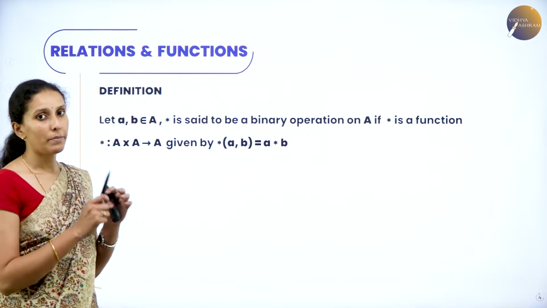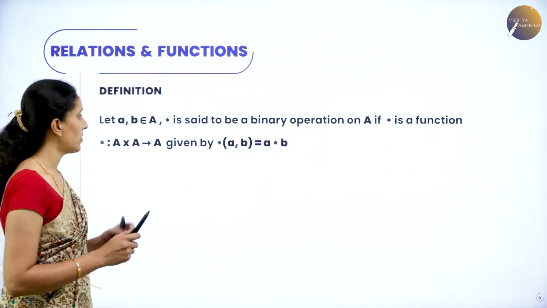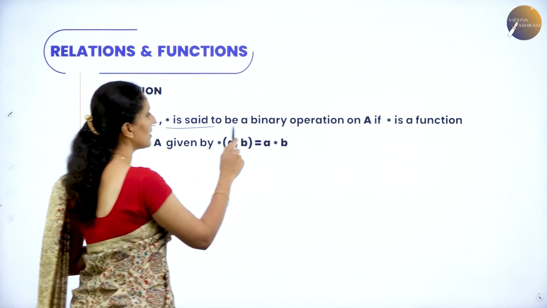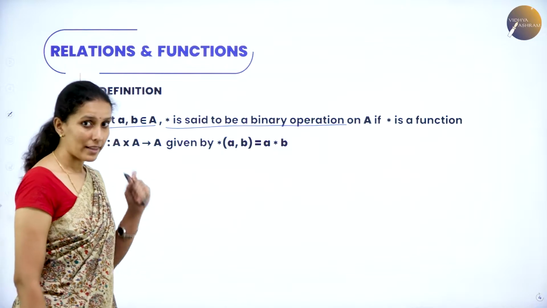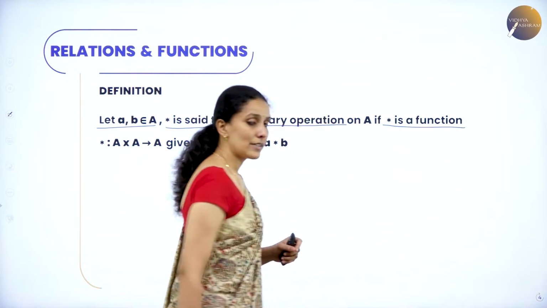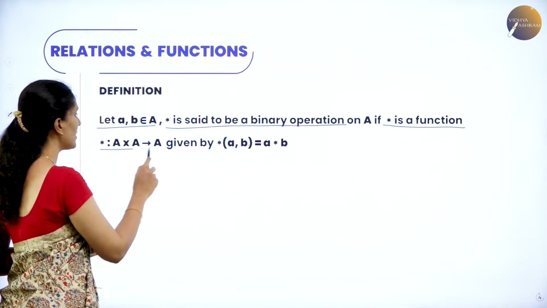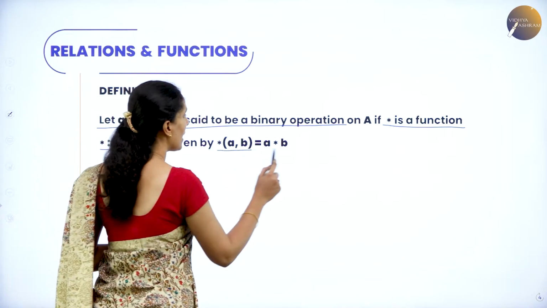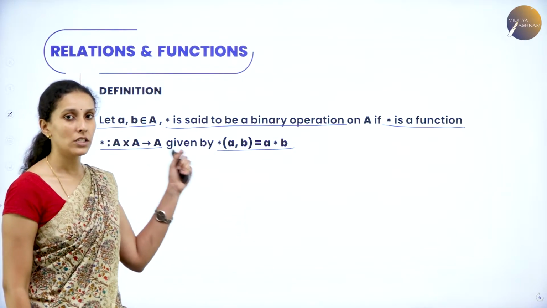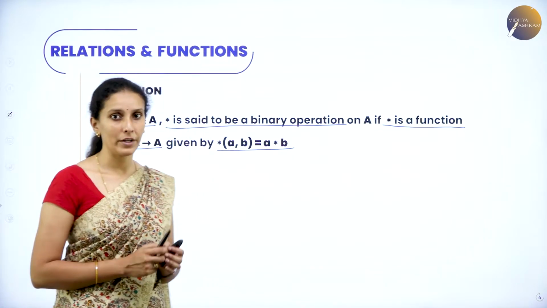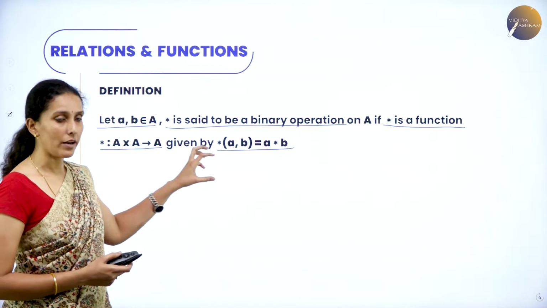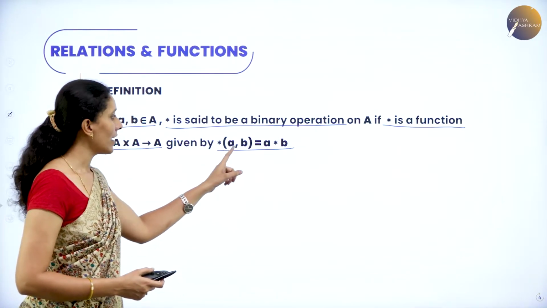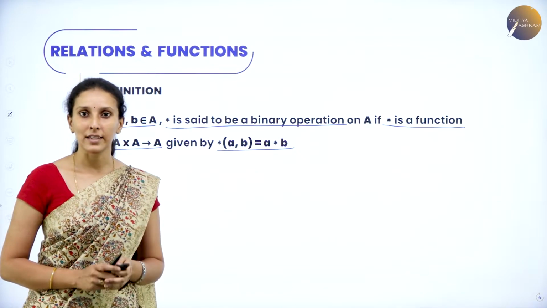So here we consider the binary operation as a function itself. So therefore, let A comma B belong to A. A is a set and star is said to be a binary operation on A. Then star is a function from A cross A to A. So it's a Cartesian product A cross A to A given by star (A, B) is equal to A star B. So this is the standard definition of the binary operation. Thus binary operation is a function from the Cartesian set A cross A to A such that star (A, B) is defined in the form of A star B.